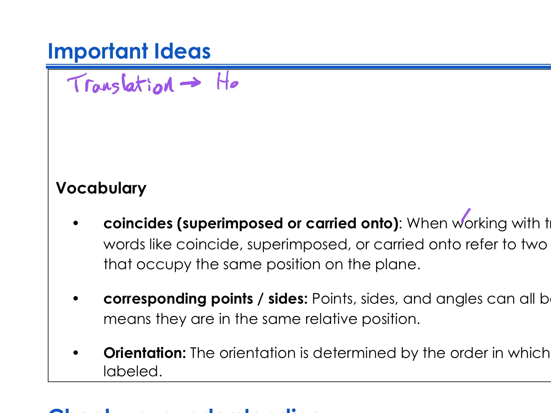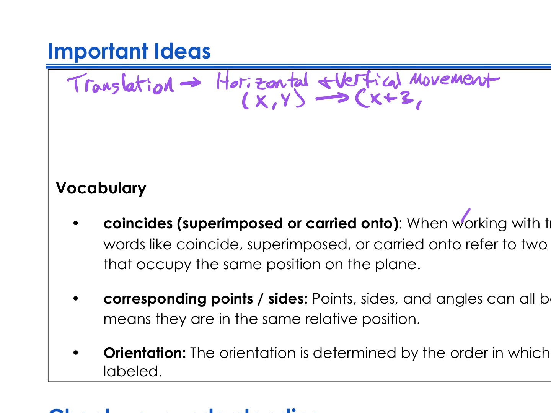So we need to be specific with the x direction and the y direction, how far up, down, left, or right. And we can use the rules as well, x plus something like 3 and y minus 2, to tell the direction it's moving. So when we have a translation, we need to tell the direction, both horizontal and vertical.